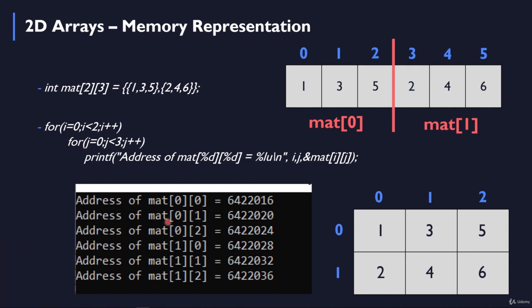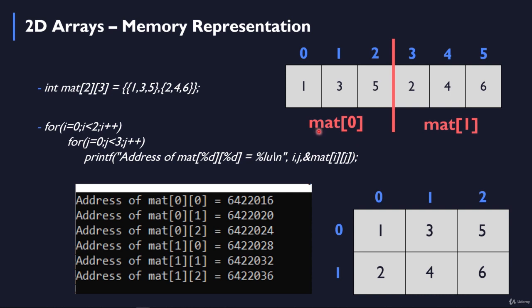So let's point it out here. You can see that everything seems to be sequential, 4 bytes, one after the other. We think about a two-dimensional array like this, but actually behind the scenes it is stored as a sequence of elements, one after the other, and that's the first row and that's the second row.